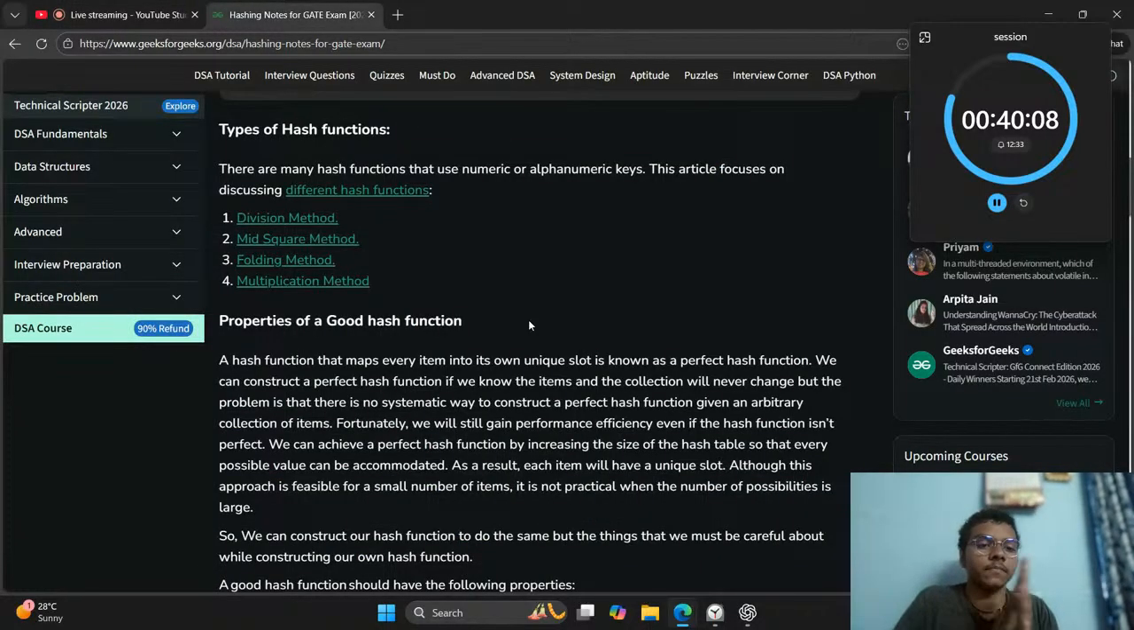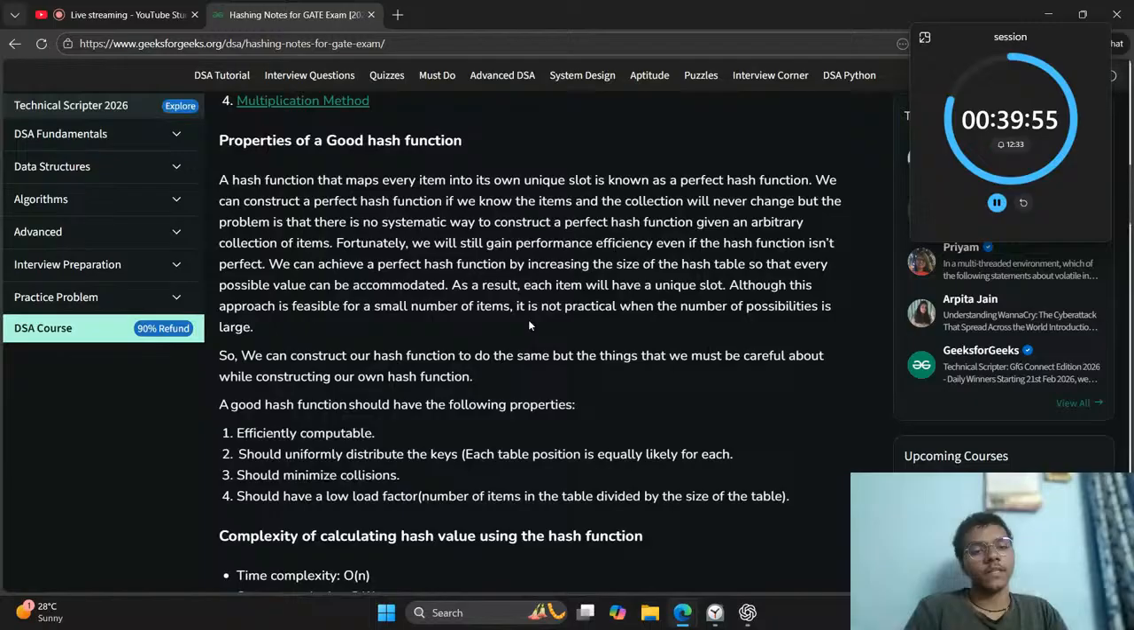No worries. There are many hash functions that use numerical or alphanumerical keys. The article focuses on discussing different hash functions: division method, mid-square method, folding method, multiplication method. Properties of a good hash function: a hash function that maps every item into its own unique slot is known as a perfect hash function. We can construct a perfect hash function if we know the items and the collection will never change. But the problem is that there is no systematic way to construct a perfect hash function given an arbitrary collection of items. Fortunately, we will still gain performance efficiency.